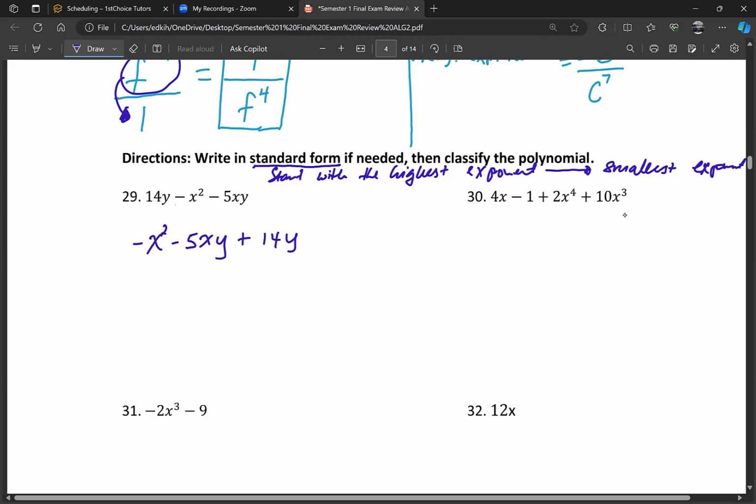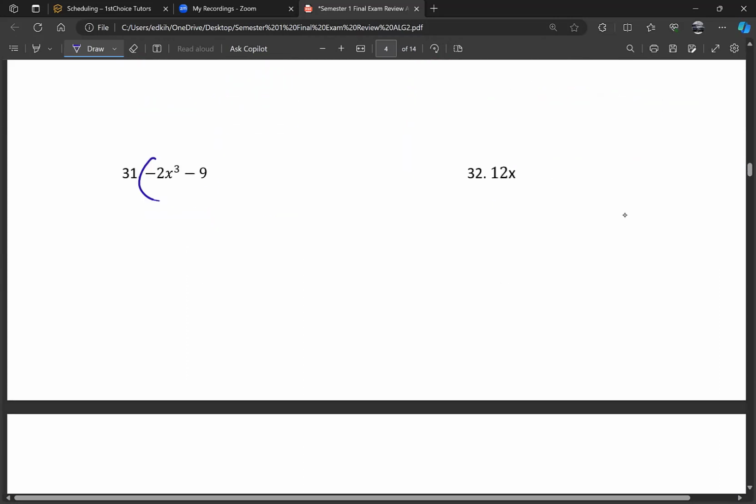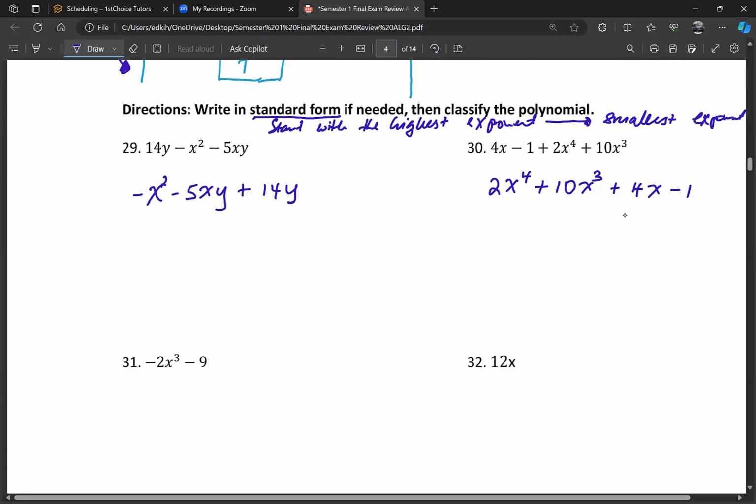Question 30. Highest degree here is x to the fourth. So we'll start with that term. So 2x to the fourth power. The next one down is plus 10x to the third. The next one is plus 4x. And then a minus 1. This one is already in standard form. So is this.